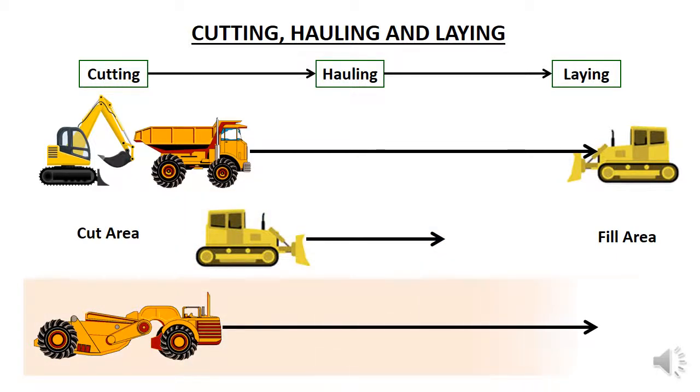Alternatively, you can use a scraper. This machine scrapes up the soil, transports it to the fill area, and then spreads it out into a layer ready for compaction. So a scraper cuts, hauls and lays the soil with just one machine, which is a very efficient way of moving soil. However, scrapers are expensive and are only really justified when there is a lot of soil to be moved. That is tens of thousands of cubic meters and up.